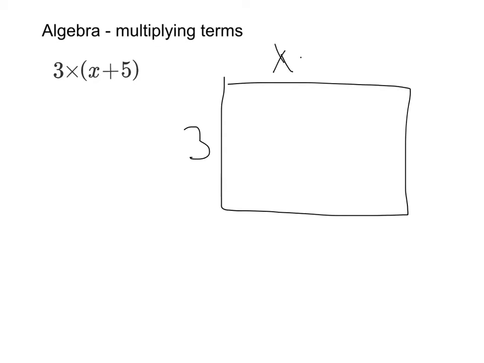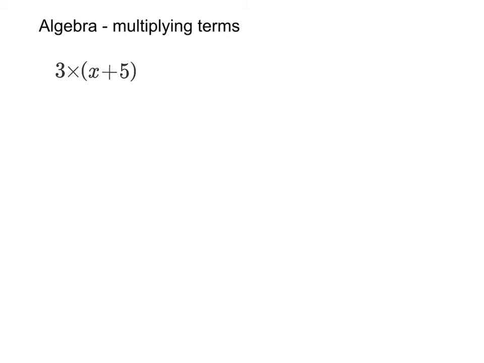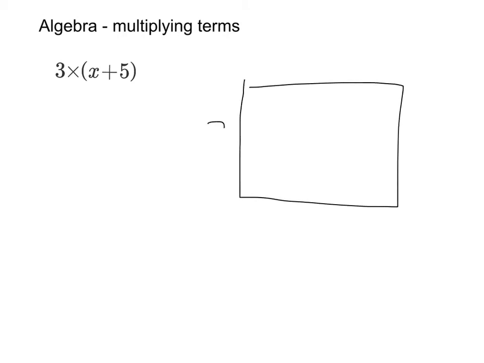Another way of writing that is, instead of having the whole thing being x plus 5, we'll split that up into x and 5. So let me rub that out. I'll write that out again, that rectangle. And we'll have 3, and this part is x, and this part is 5.